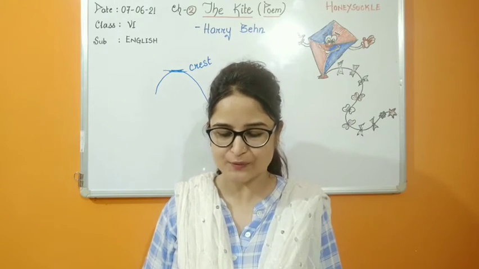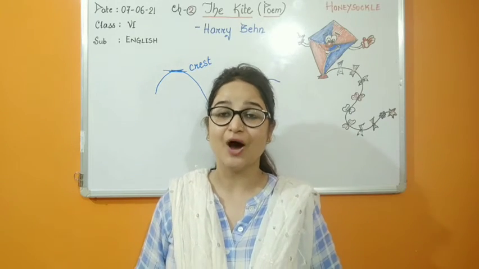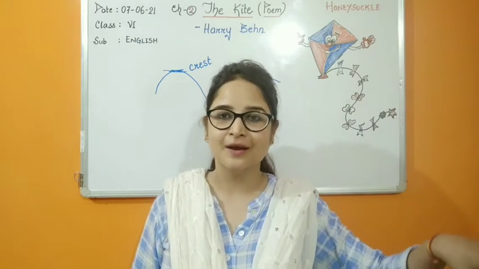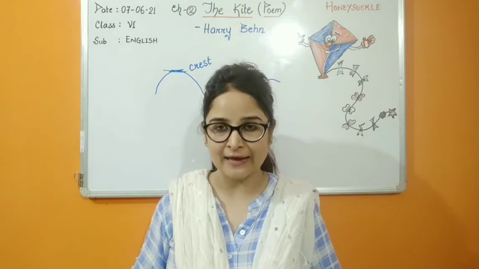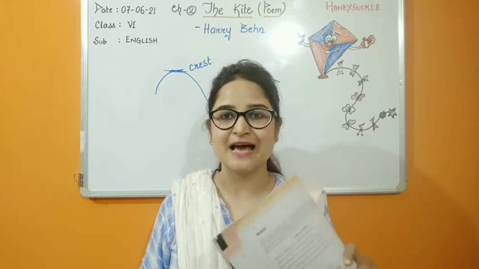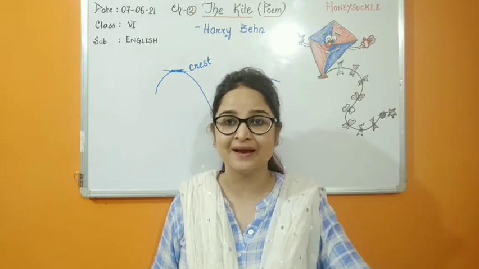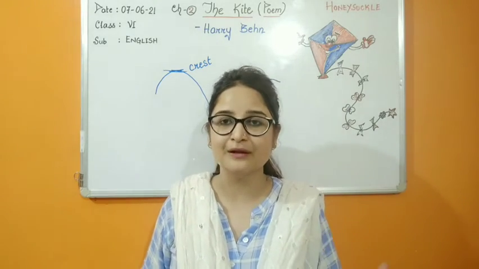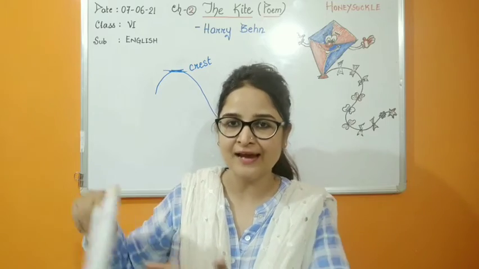And its wings fill and up it goes. Now because he's trying, he ran to make his kite fly. He took the string and he ran, ran as fast as he could because he's trying to make a breeze suitable for his kite to fly high.